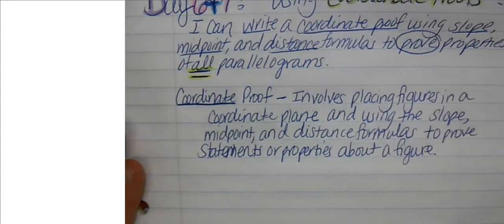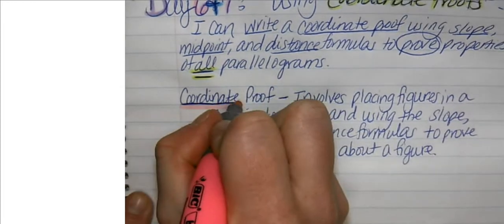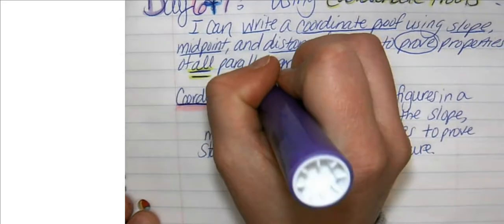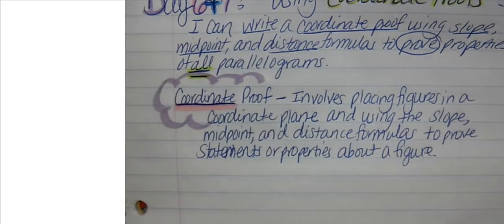You can do a coordinate proof for any figure that we talk about in geometry, so it doesn't have to be just quadrilaterals. You can do a coordinate proof for triangles. You can do a coordinate proof for pentagons. It doesn't have to be a quadrilateral, but for our unit, we're just going to be focusing on special quadrilaterals.